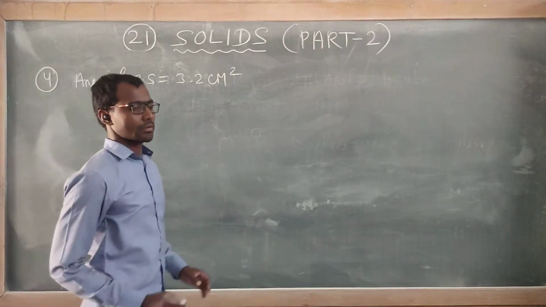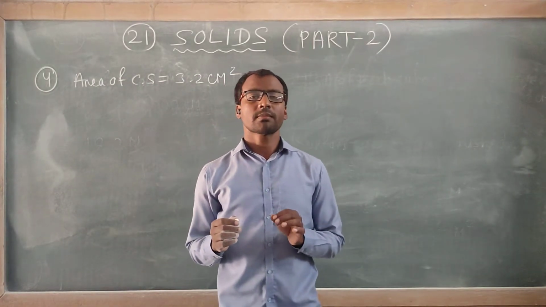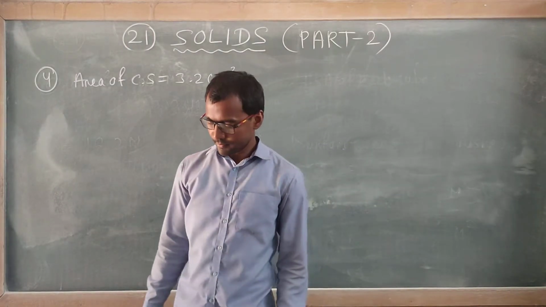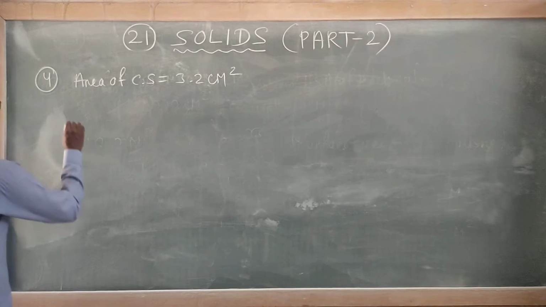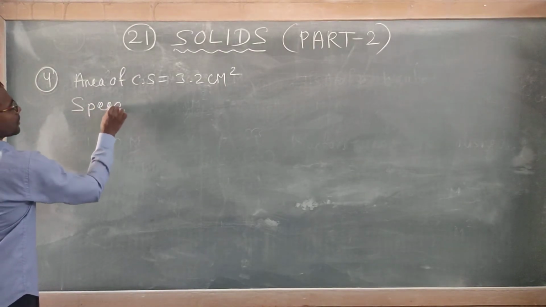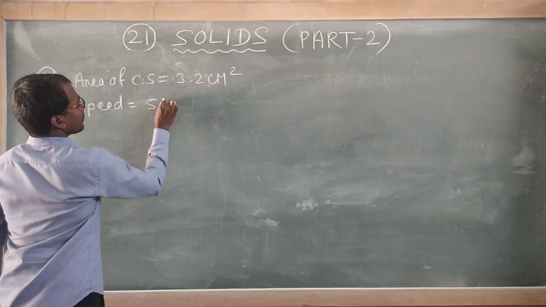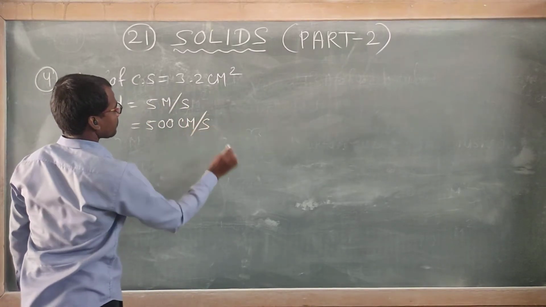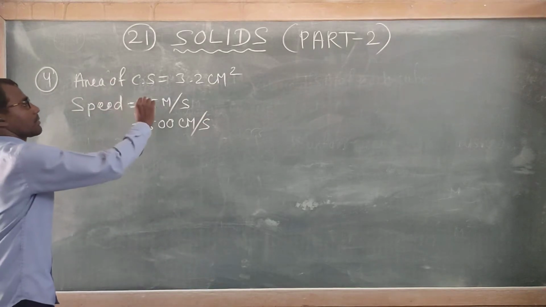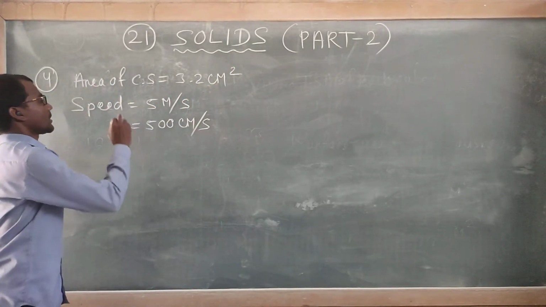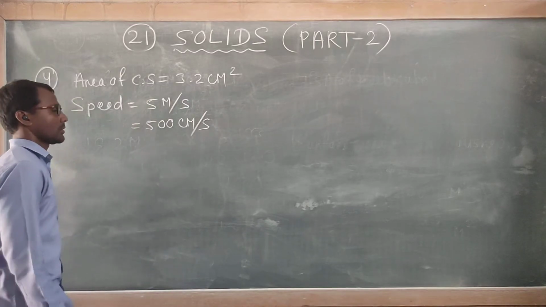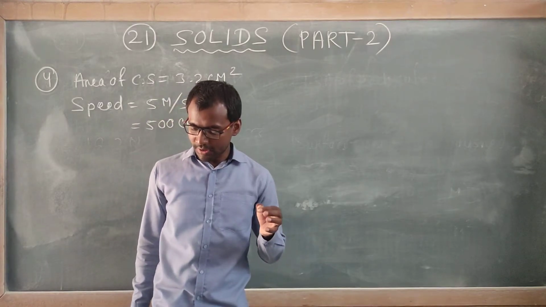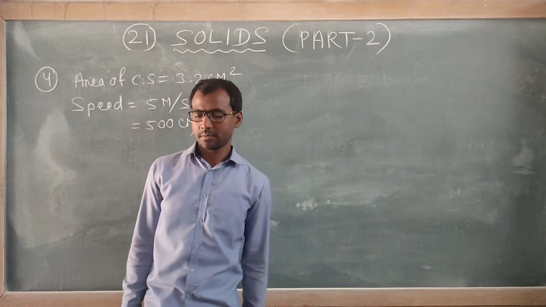Okay, so this is the cross sectional area of the pipe through which water is flowing at a constant rate, constant speed. Speed is given as 5 meter per second, that means 500 cm per second. Since area of cross section is in square cm, I converted the speed from meter per second to cm per second. Next, calculate the volume of water discharged in cubic cm per second.